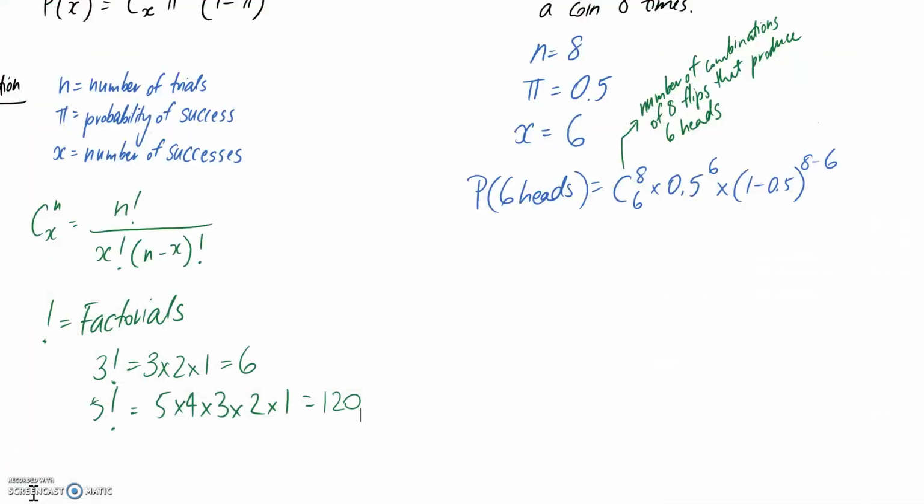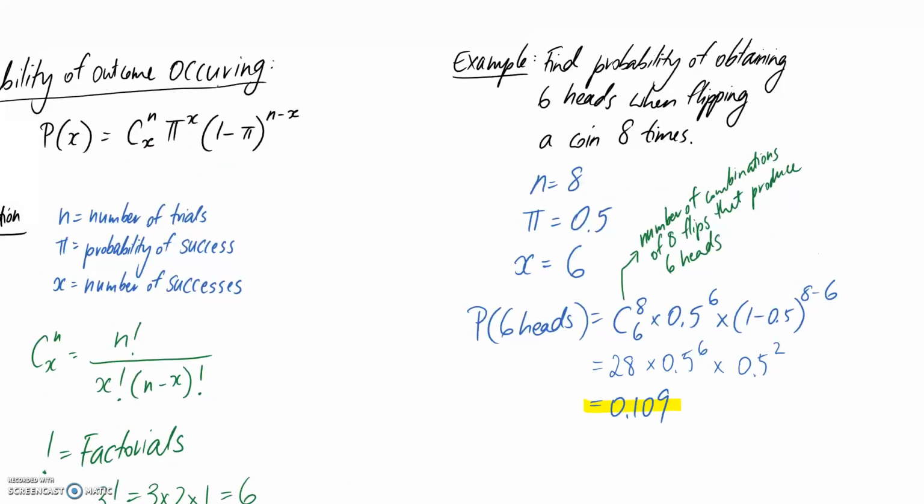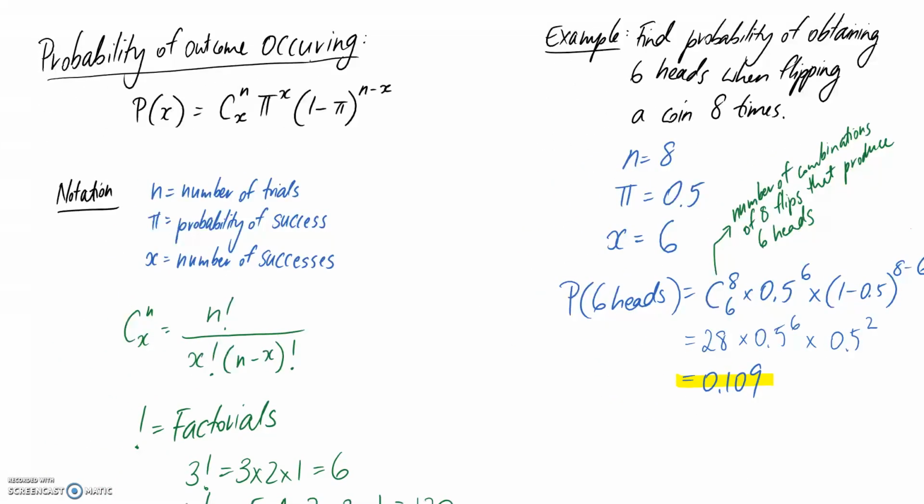So jumping back, we can simplify this to 28. So it's then just times 0.5 to the power of 6, and 1 minus 0.5 is 0.5, 8 minus 6 is 2. So now we just need to type this into a calculator, and you get about 0.109 approximately. So that there is the answer to our example. So there's about 11% chance of obtaining 6 heads when we flip the coin 8 times.